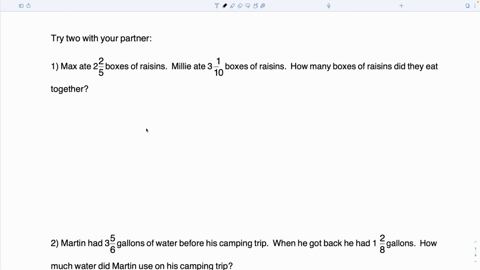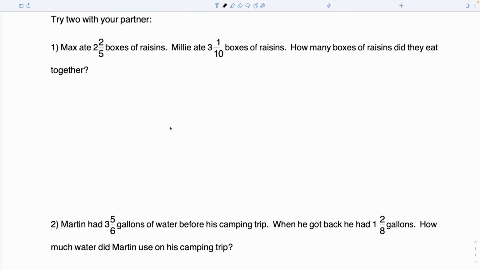Let's put pencils down, say done, and tap when I say 3, 2, 1. Done. Number 1: Max ate 2/5 of a box of raisins, Millie ate 3/10. How many boxes did they eat together? Give me the answer for these. We'll do a quick check. Chad, what did you get?